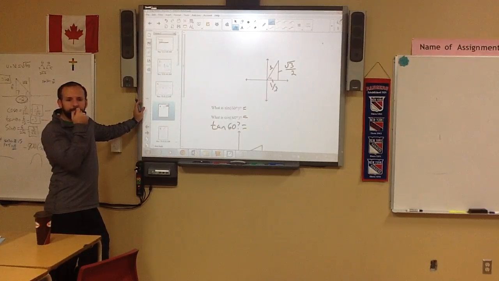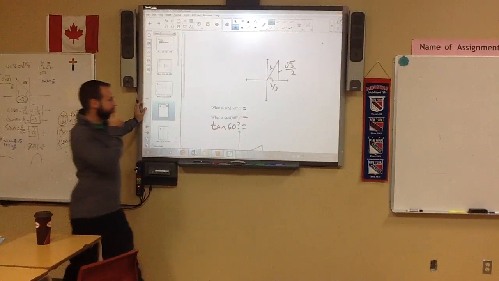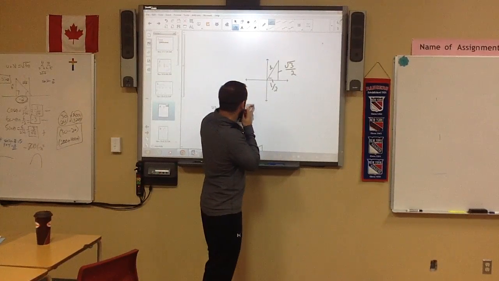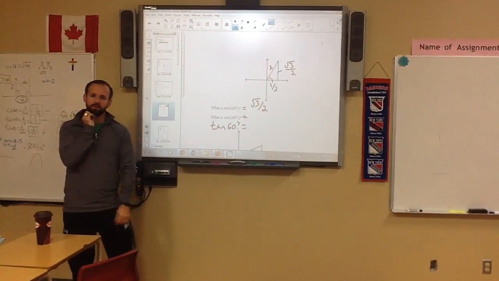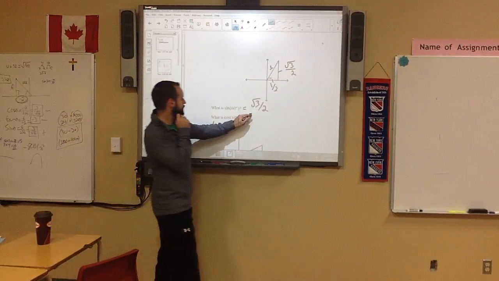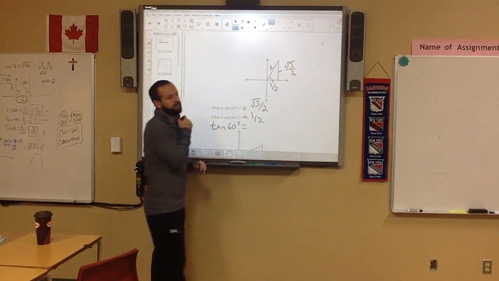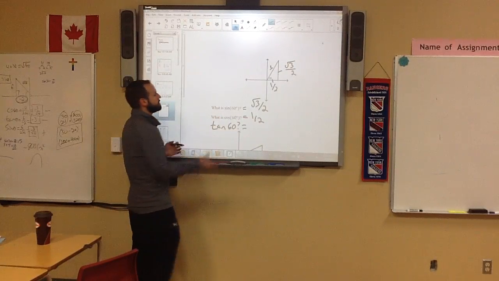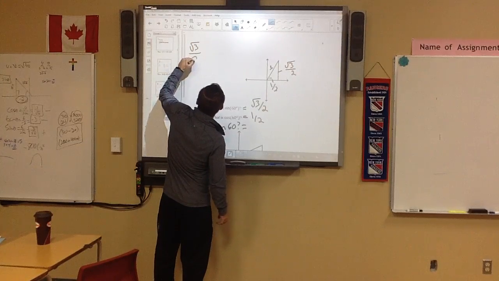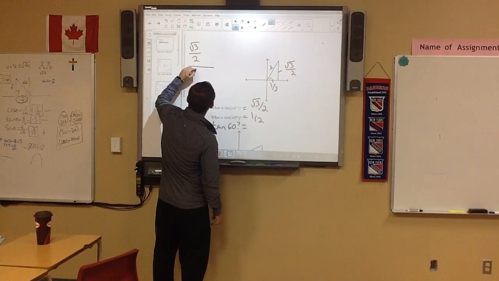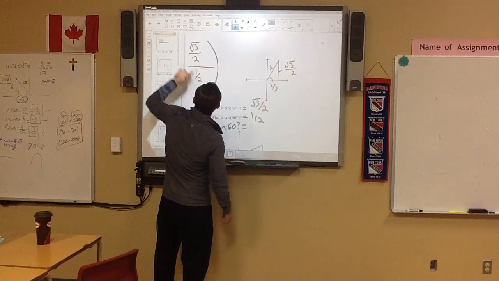Sine measures what? Height. What's my height? Root 3 over 2. Cosine is overness. 1/2. Tan of 60, I have to do rise over run. What's my rise? Root 3 over 2 divided by the run, which is 1/2.